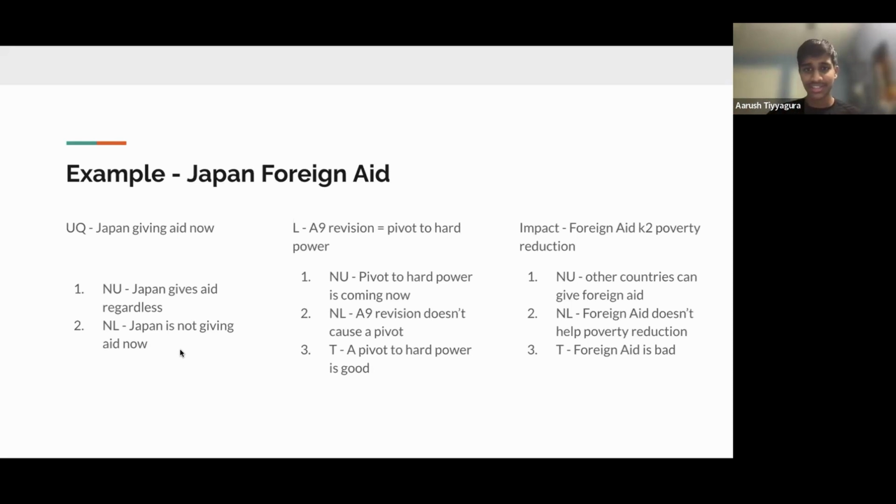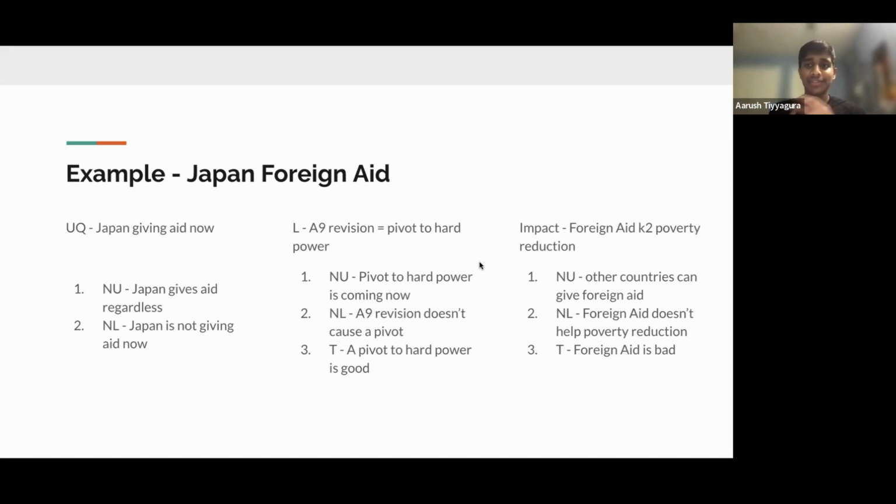All right, so those are uniqueness level analytics. Then we go to the link, right? This specific link is about Article 9 revision causing a pivot to hard power because Japan has an offensive military, right? Again, there's a couple ways you can target this link. First, the pivot is already happening, right? In this specific case, there's a couple ways you could argue that to your judge: Japan is building up its defensive military, Japan is already making defense pacts, Japan has standing partnerships with the US military that it uses to promote hard power around the world.